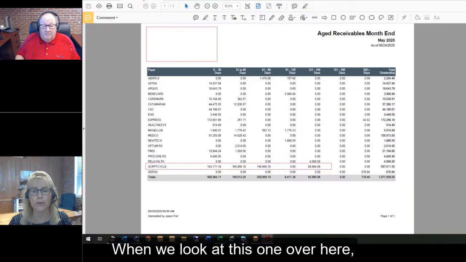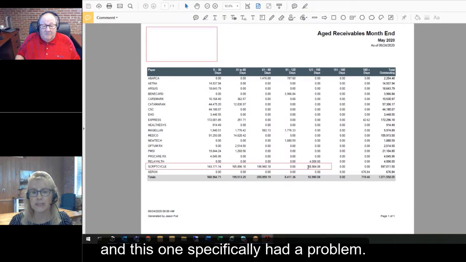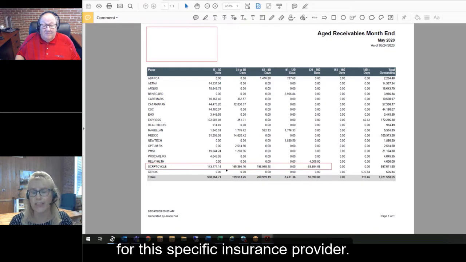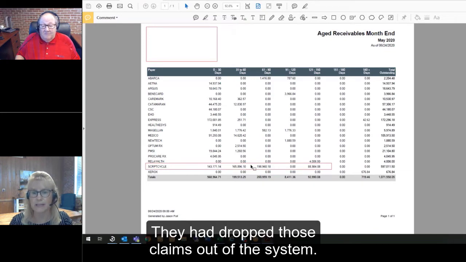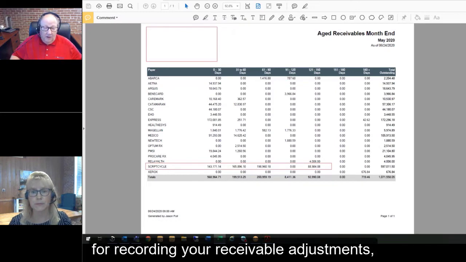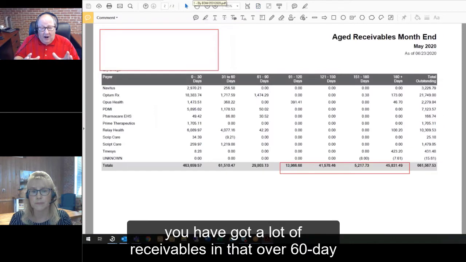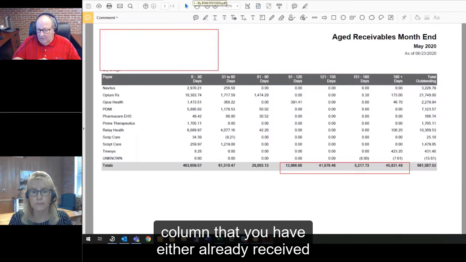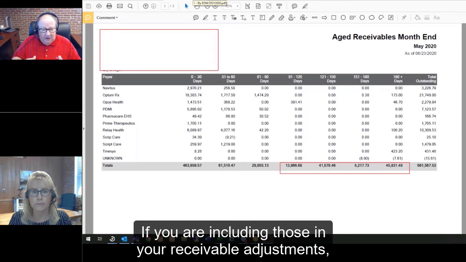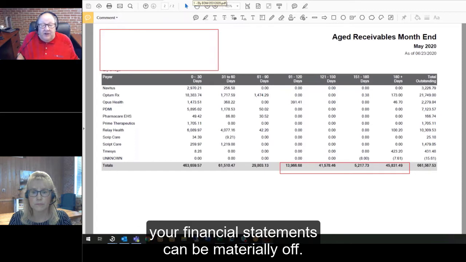We look at this one over here, and this one specifically had a problem. They weren't reconciling claims for this specific insurance provider. They had dropped those claims out of the system. Using these numbers at month end for recording your receivable adjustments, you've got a lot of receivables in that over 60-day column that you've either already received or need to be adjusted off, and you're including those in your receivable adjustments. Your financial statements can be materially off.